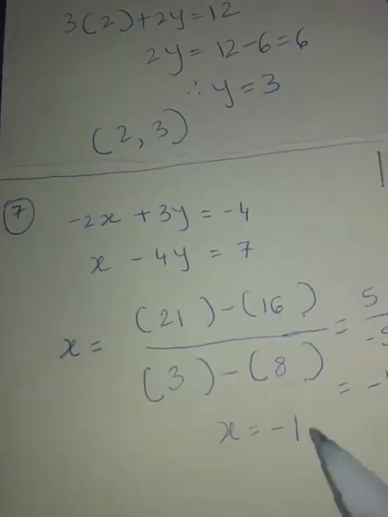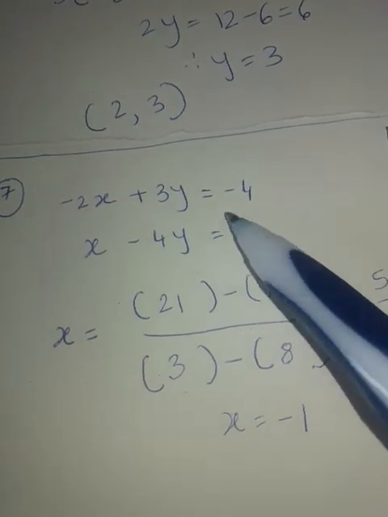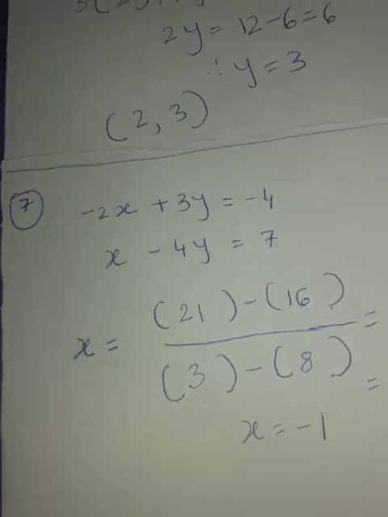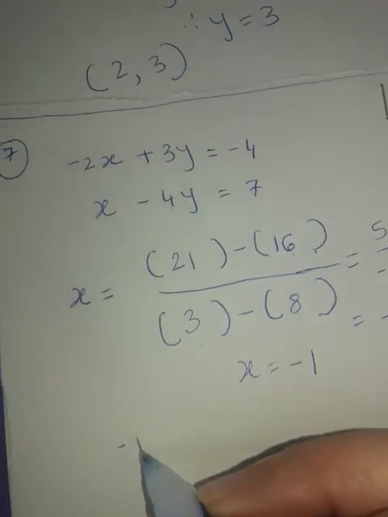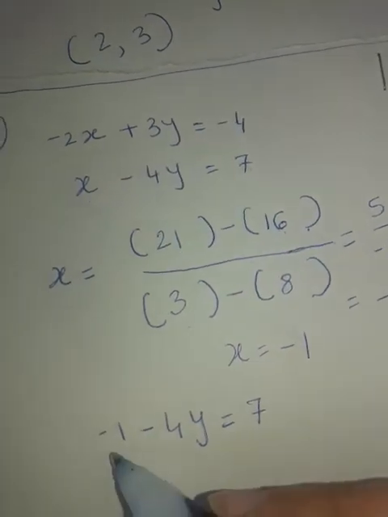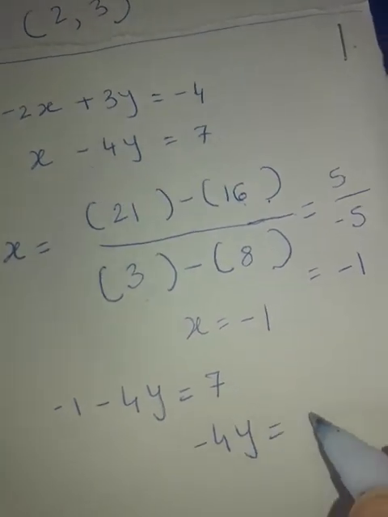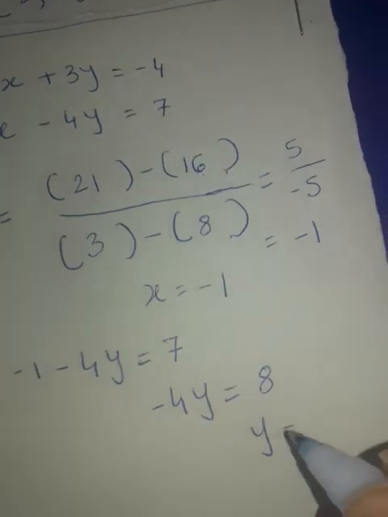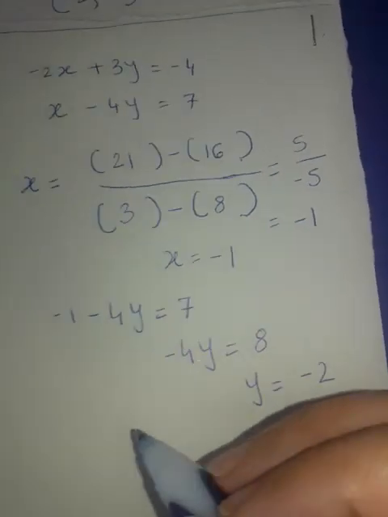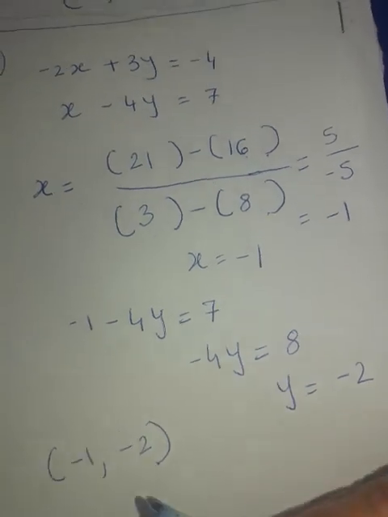Now you can substitute x equal to minus 1 in either this equation or this equation. Suppose I substitute here. Minus 1 minus 4y is equal to 7. Minus 1 will go here and it will be plus. So minus 4y is equal to 8. Y is equal to minus 2. So your solution set is minus 1 comma minus 2.